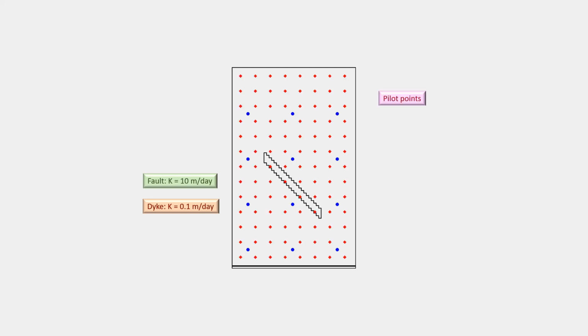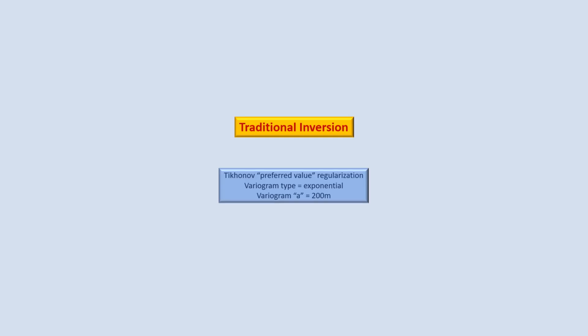My parameterization device is pilot points. I have many of them, and I'm asking the question, can I see that fault or a dike through calibration of that model against 12 heads? Firstly, I'm going to do this by applying all the rules that we just talked about. I'm going to use preferred value regularization, accompanied by a covariance matrix based on a variogram with an A value of an exponential variogram that's about 1/3 of the range of 200 meters.